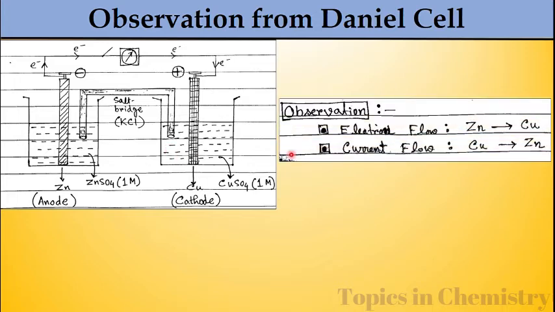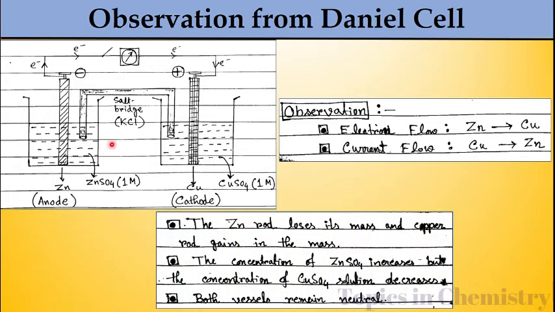So first observation, you can see here electron flow. Electron flow occurs from zinc to copper. But current flow occurs in the positive direction, from copper to zinc. So this is the second observation. Third observation, this is the zinc rod. Zinc rod loses its mass, and copper rod gains in mass. So gradually the mass of zinc rod decreases, but gradually the mass of copper rod or copper electrode increases.